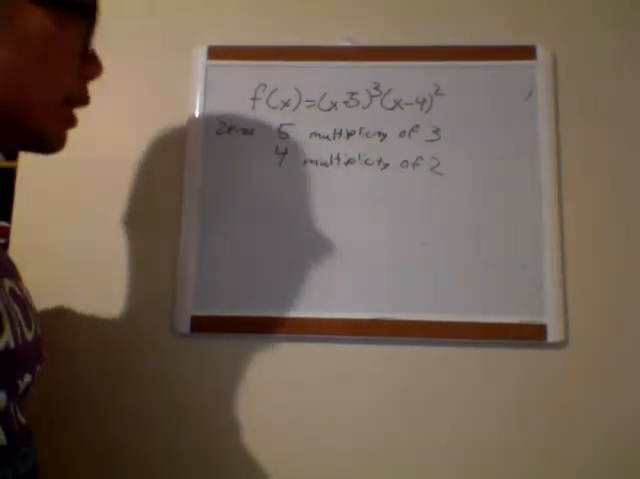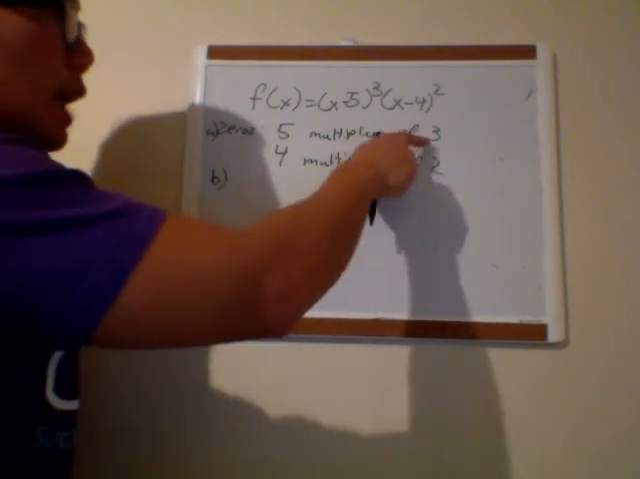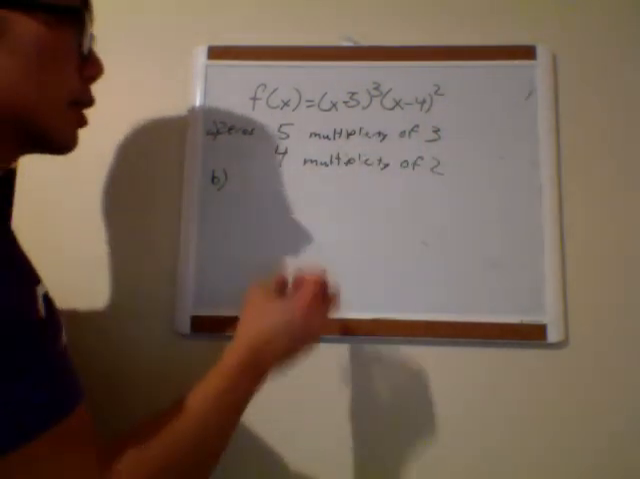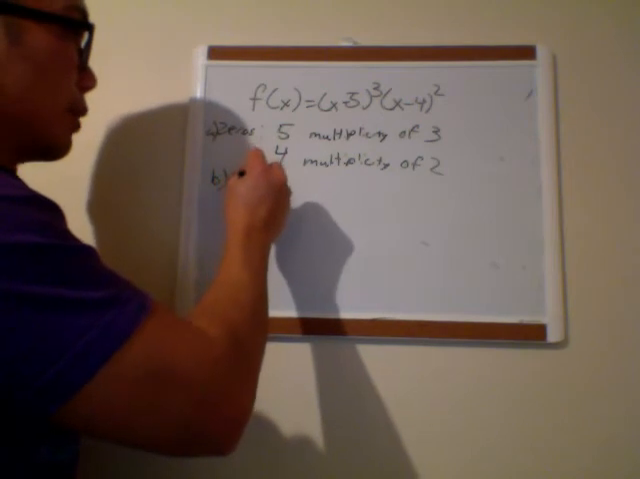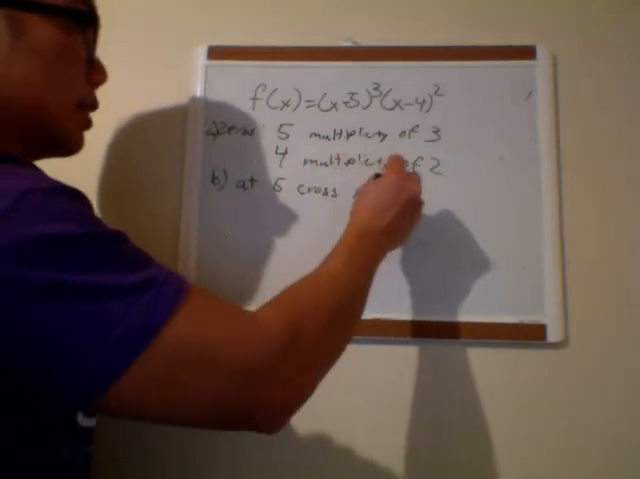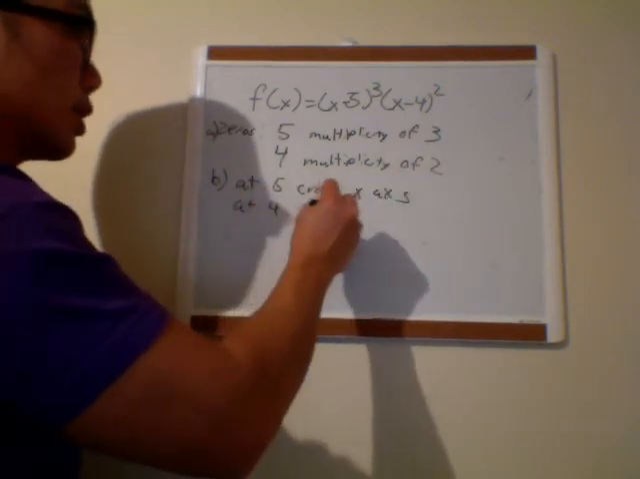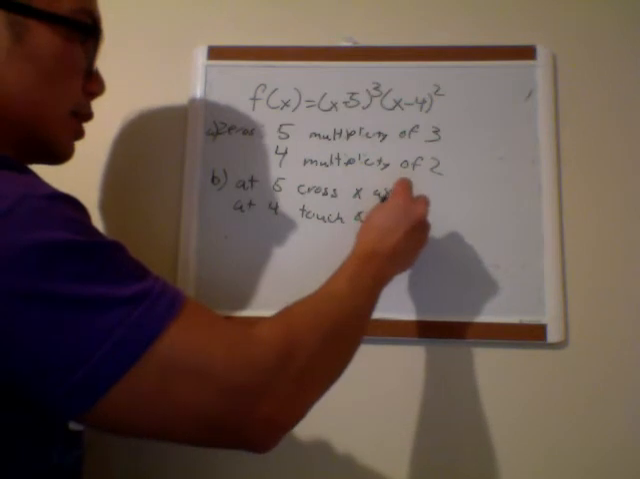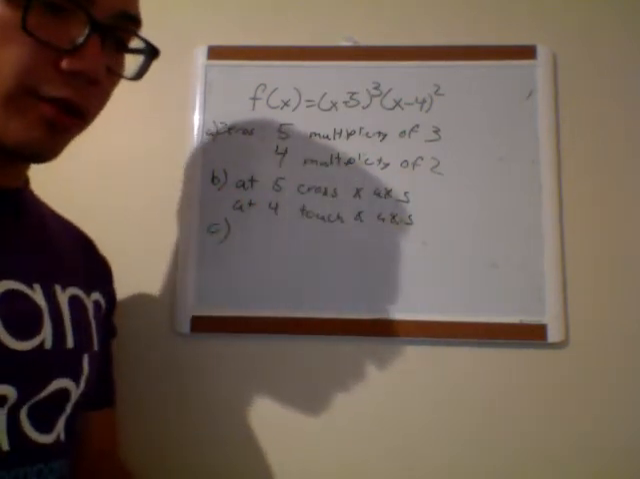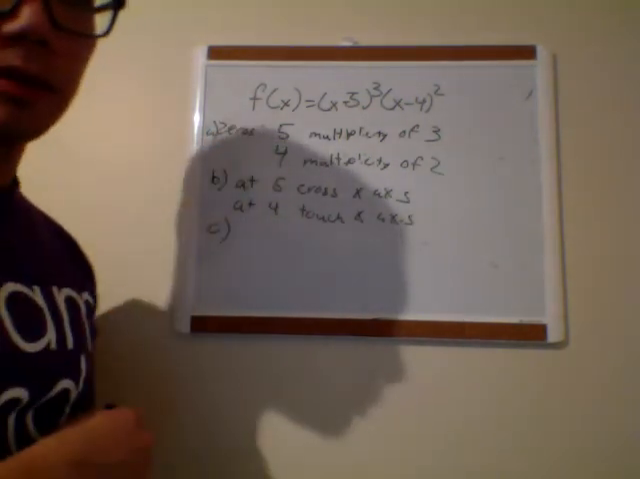Now part B, I'm asking for whether it crosses or touches. If it's odd multiplicity, it crosses. Even multiplicity, it touches. So at 5, I cross the x-axis, and then at 4, I touch the x-axis. Then letter C is asking for the degree and the max number of turning points for this polynomial.